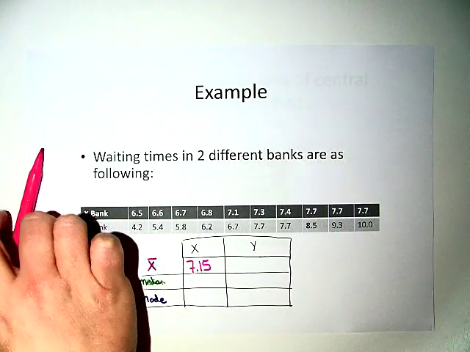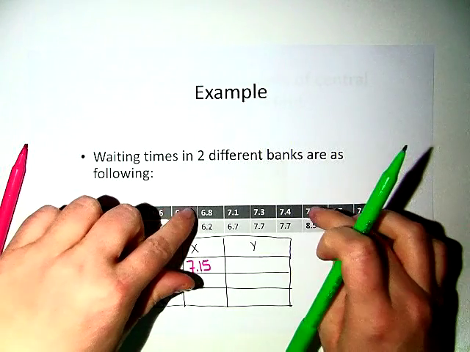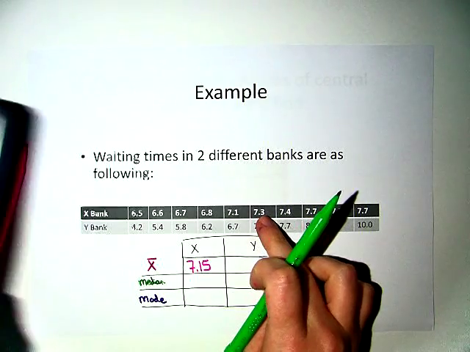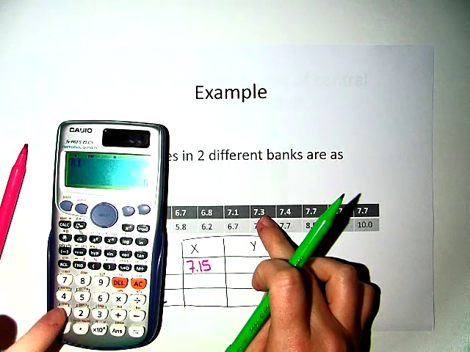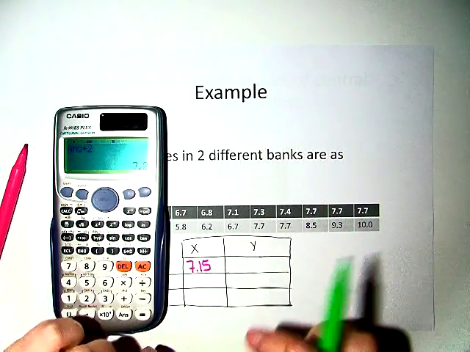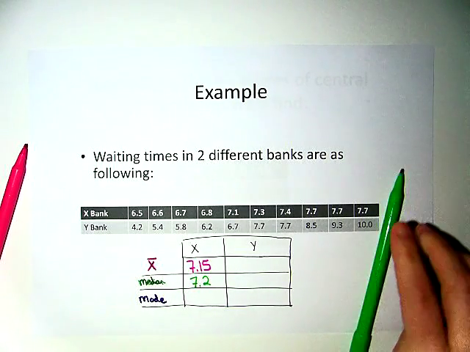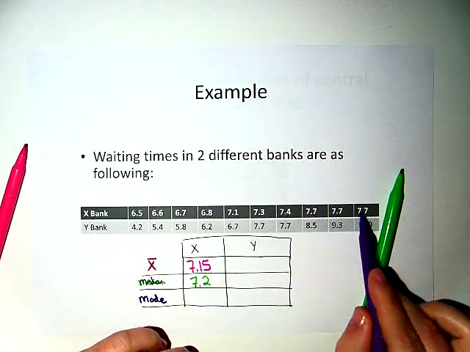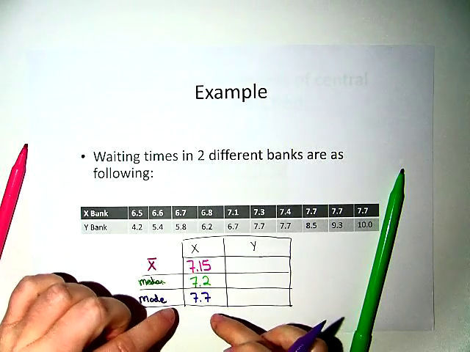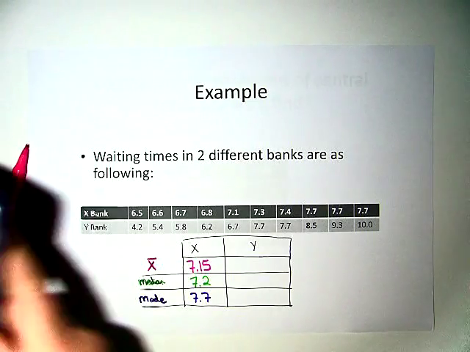Now, it already goes in order from least to greatest, so we just have to look at the least to the greatest. So 6.5, 7.1, 7.3. So let's look at the average between those two. 7.1 plus 7.3 divided by 2 gives me 7.2. And then the mode. 1, 2, 3 times we hit 7.7 minutes. So these are all pretty much in line. We're doing pretty well. Now let's do the same for the Y bank.